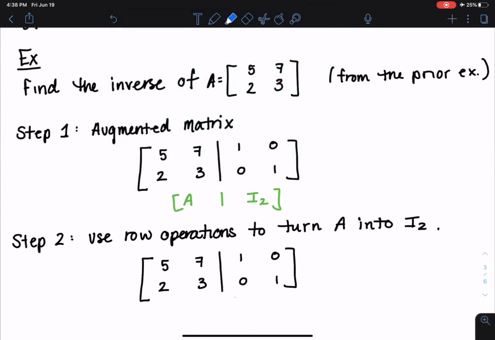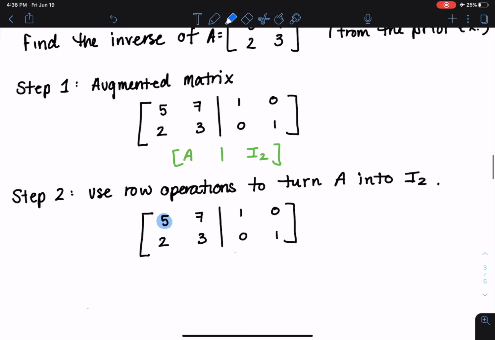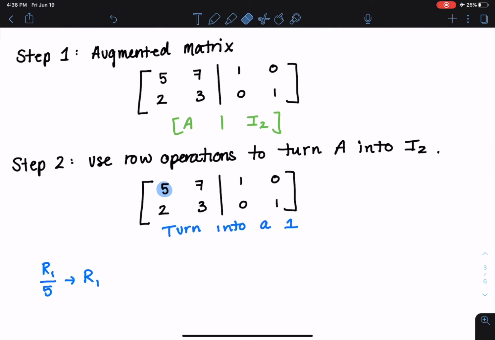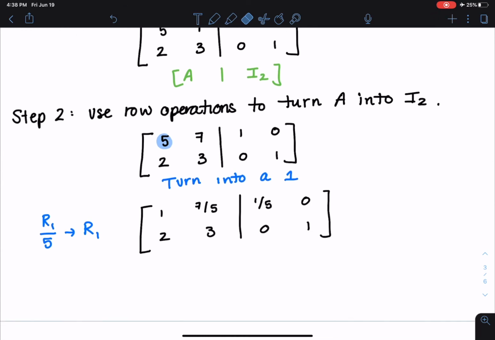So your first step is you get a 1 in this position. So you turn this into a 1. I need to take this entire first row, divide it by 5, and that becomes my new first row. So this will give me 1, 7 over 5, my bar. I've got to do the same thing on this side. So I get 1/5, 0. And then my second row, I leave untouched.